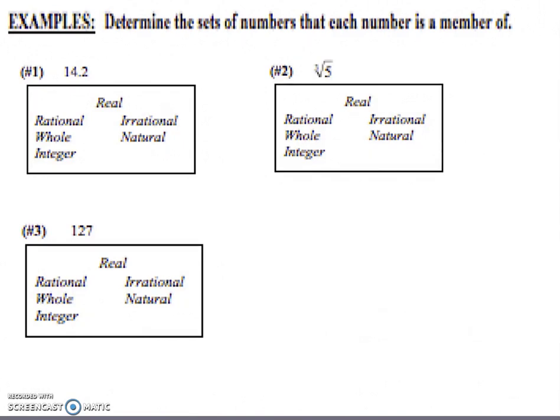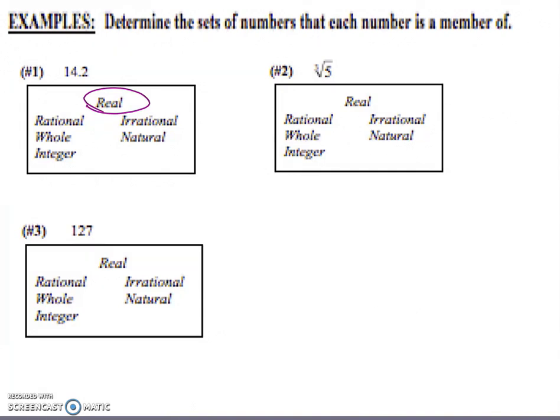Well, 14.2 is a real number. Everything right now is real. Not real is imaginary. We have not started talking about that yet. So 14.2 is real. Now keep in mind, the natural, the whole, and the integer, all three of those do not contain any fractions or decimals. So we know 14.2 can't belong to any of those three.